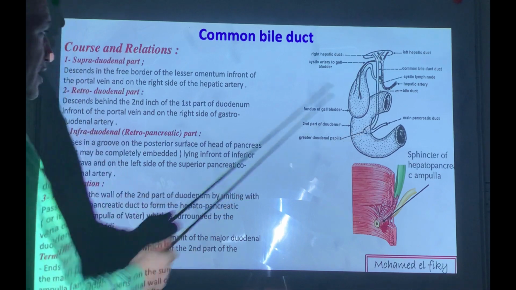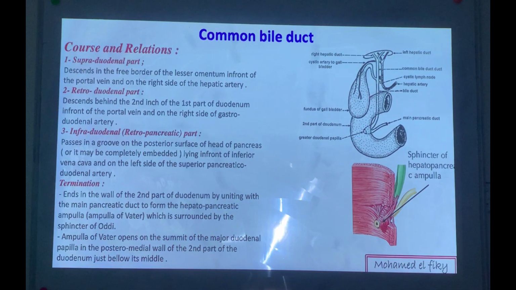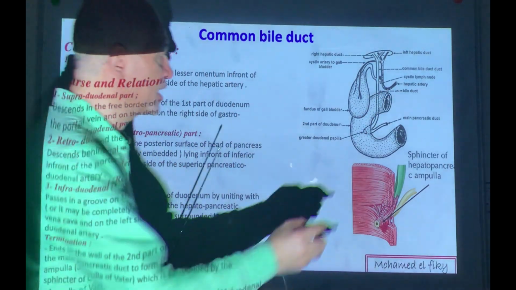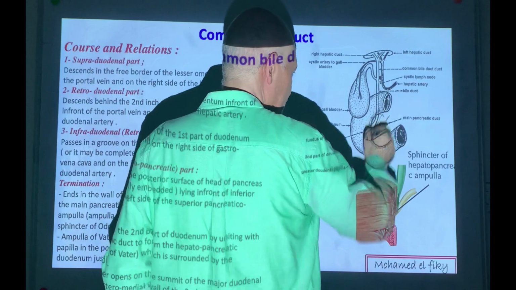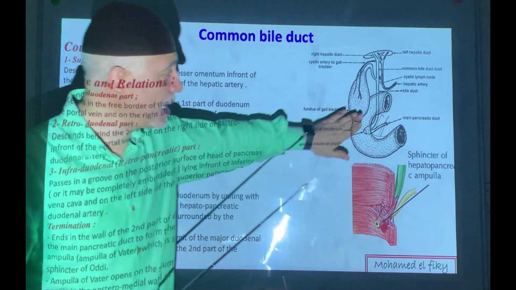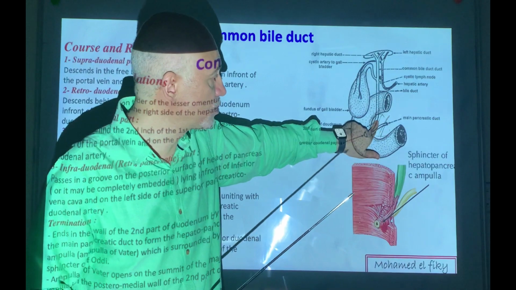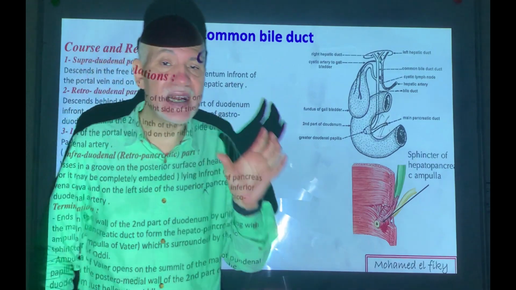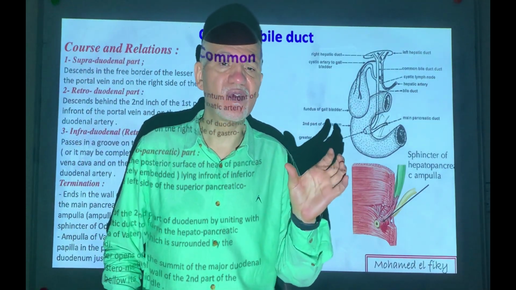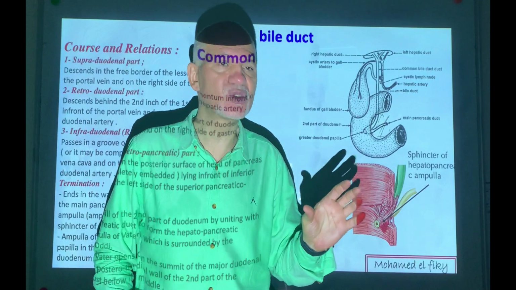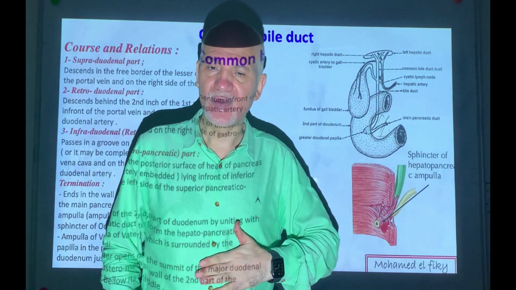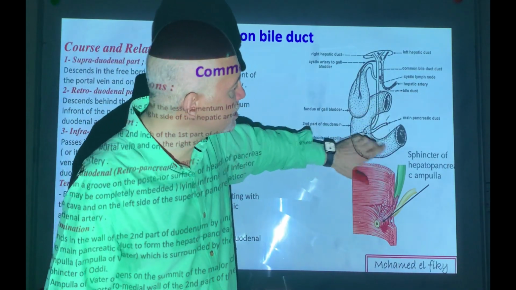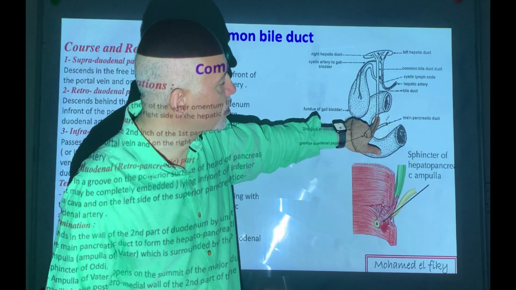Infraduodenal or retropancreatic: behind the head of the pancreas, here in this area. So in cancer of the head of pancreas, there is compression of the common bile duct leading to jaundice. The early sign of cancer of the head of pancreas is jaundice. Why? Because cancer of the head of pancreas compresses the common bile duct.